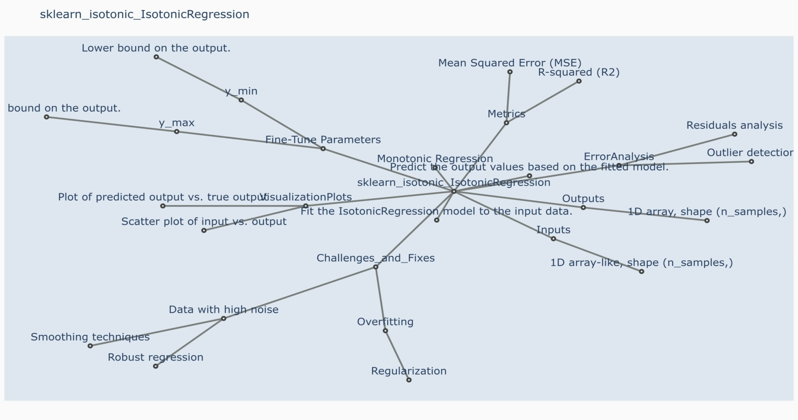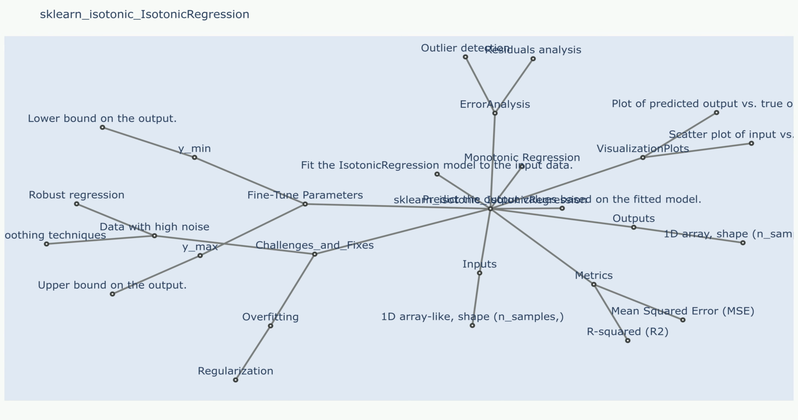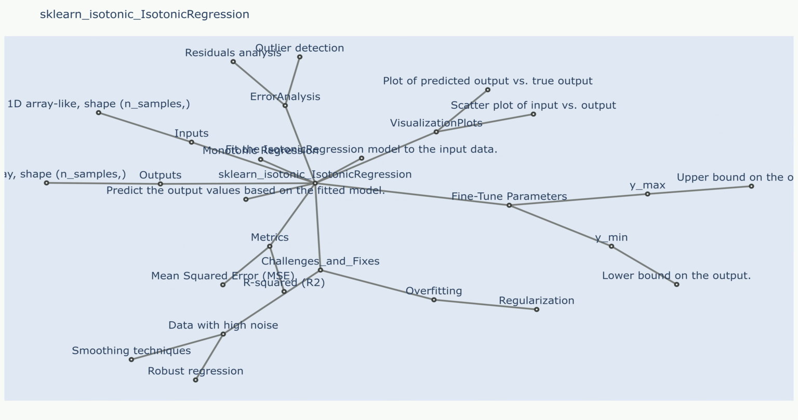Learn Isotonic regression. Description: Isotonic regression is a non-parametric regression model in scikit-learn that enforces monotonicity on the predicted output. This means that the predicted values must either always increase or always decrease as the input values increase.